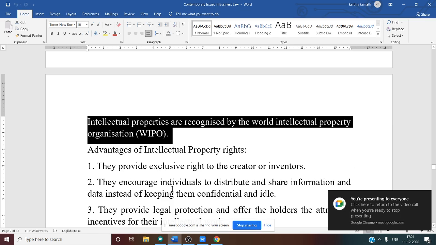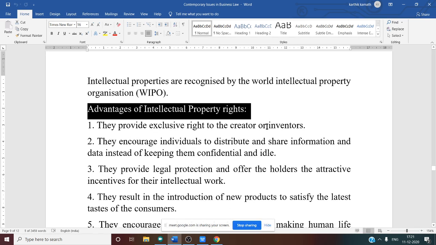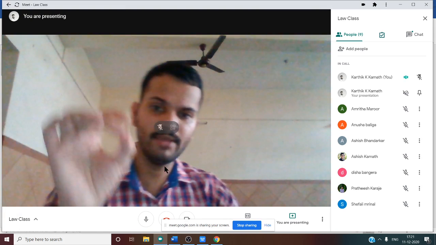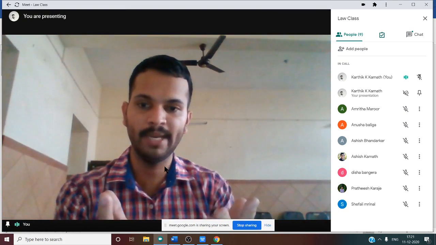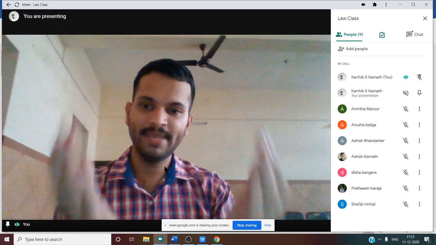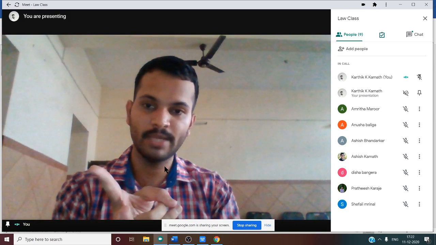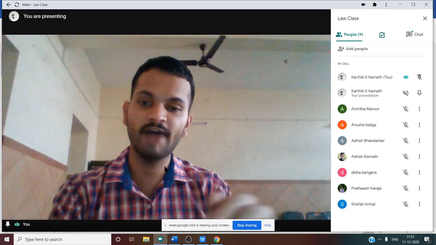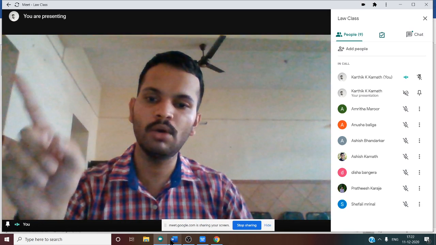What is the use of intellectual property right, or what is the advantage of intellectual property right? See this. First one, it provides exclusive right to the creator or inventor. Why? Because their work will be protected and it cannot be copied that easily. For copying the work, prior permission is needed, or the specific duration for which the work is protected must be over. After that, you can copy that particular work. So that is the first one.